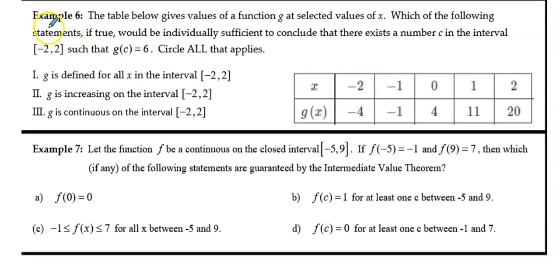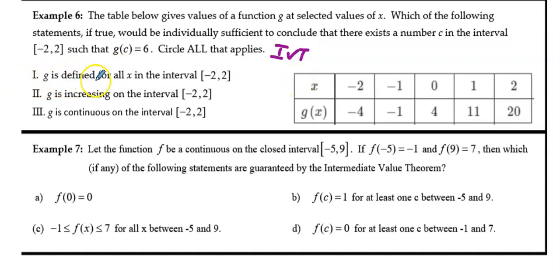So 6 and 7 are just conceptual problems to see if you understand what IVT says. For example 6, it says the table below gives values of the function g at select values of x. Which of the following statements, if true, would be individually sufficient to conclude that there exists a c on the interval from negative 2 to 2 such that g of c is equal to 6? So basically, again, look at the words: there exists some value c on the interval such that g of c equals 6. That's telling me what I need for IVT to occur.